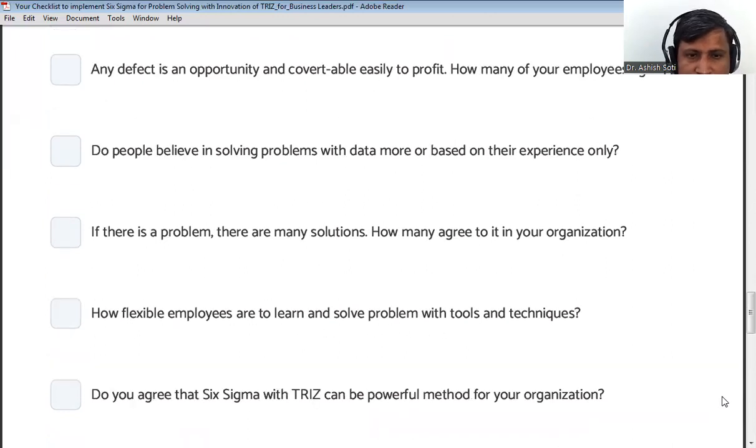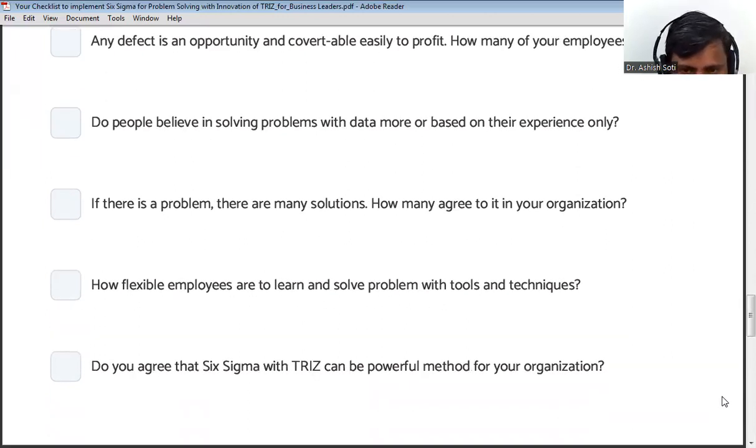How flexible are employees to learn and solve problems with tools and techniques? Again, don't solve your problem simply based on experience. Try to use tools and techniques. A data-based decision is always better and always justifiable. And if you use tools and techniques, they will structure your decision so that nothing is ignored. Otherwise, when you take decisions based on your experience, many times you may omit some of the needful things.